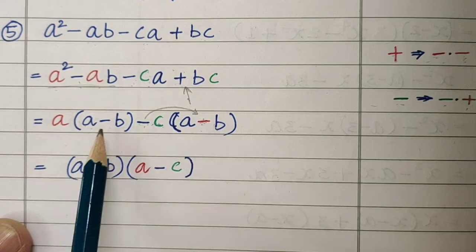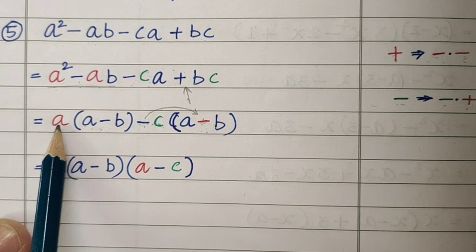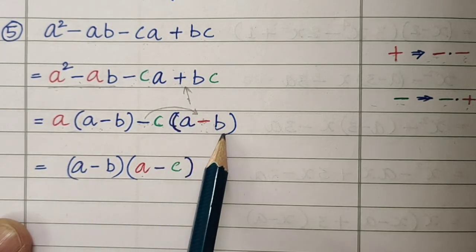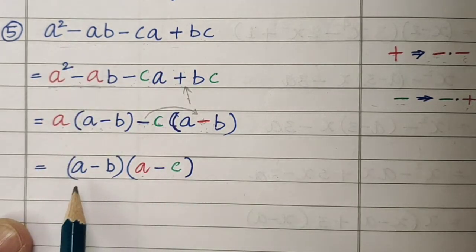Therefore among these two, a minus b is common. We have taken out a minus b in this, we are left with a. When you take out a minus b in this part, we are left with minus c. The factorization of this is a minus b into a minus c.